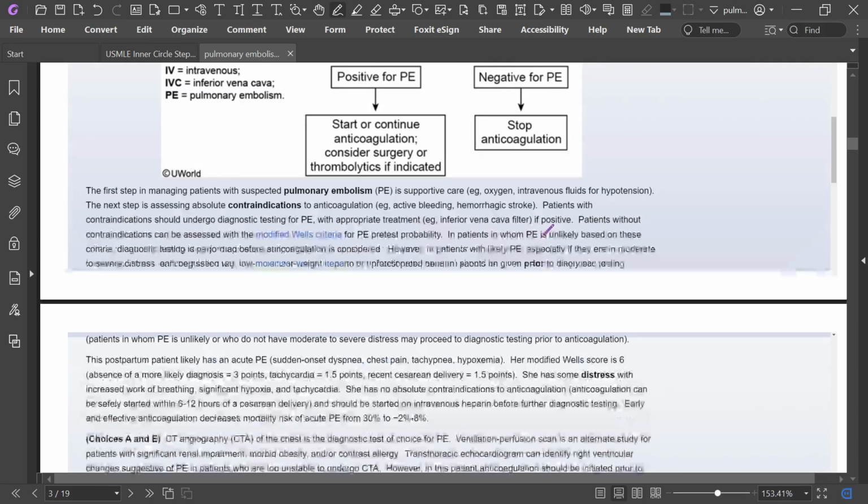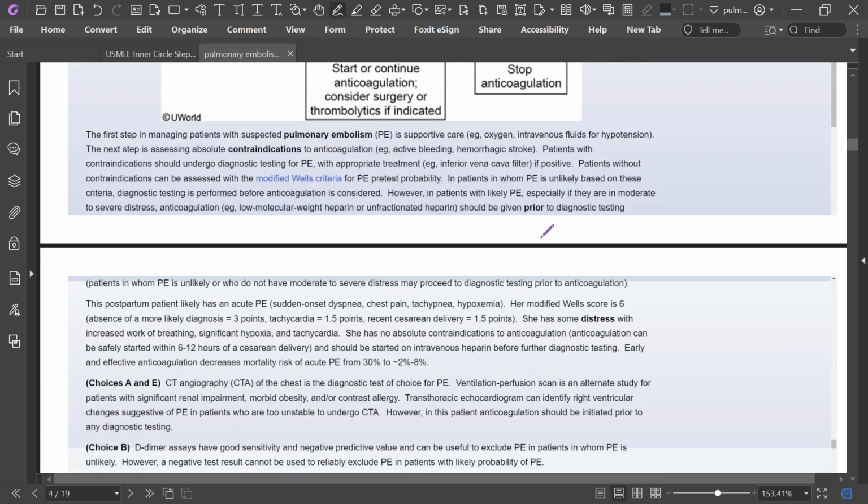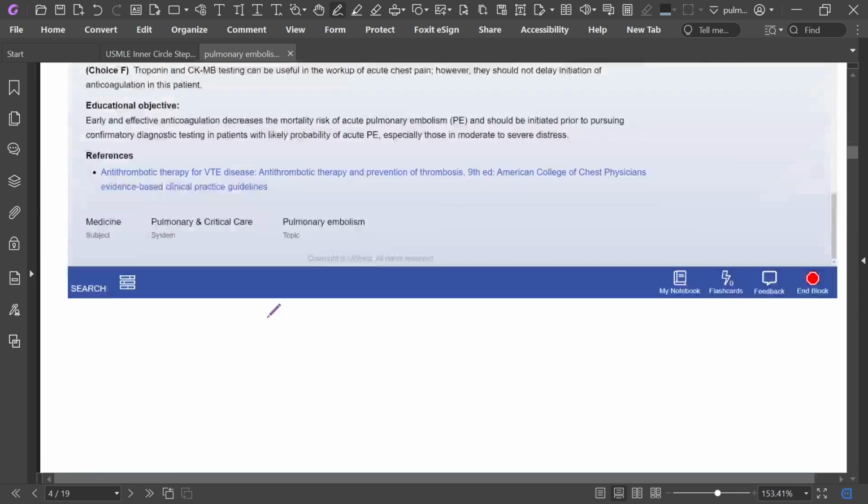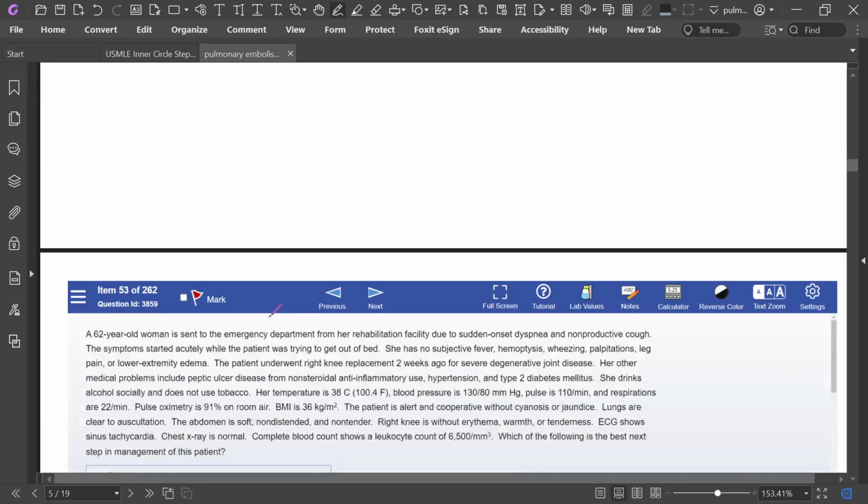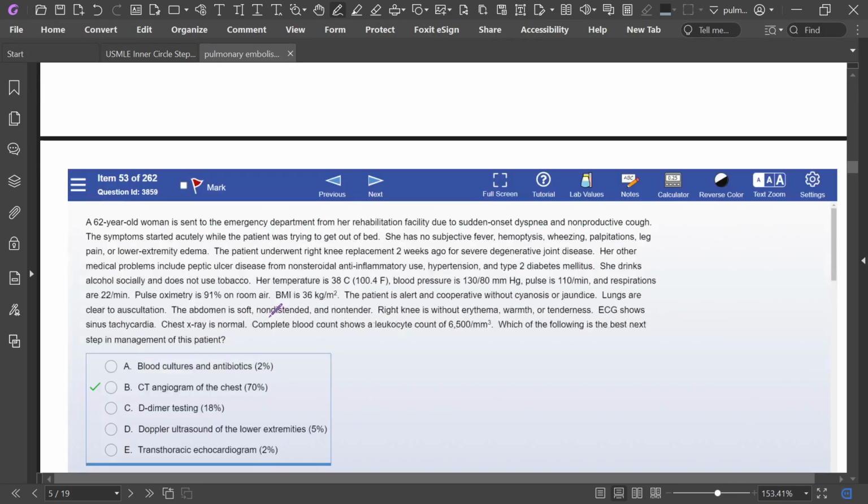Okay, this patient's modified Wells criteria is 6. How? Absence of a more likely diagnosis than PE is 3 points. There is tachypnea, 1.5 points, and there is recent cesarean delivery, again 1.5 points. So surgery, tachycardia, and absence of a more likely diagnosis than PE looks like pulmonary embolism. So IV heparin infusion should be done.